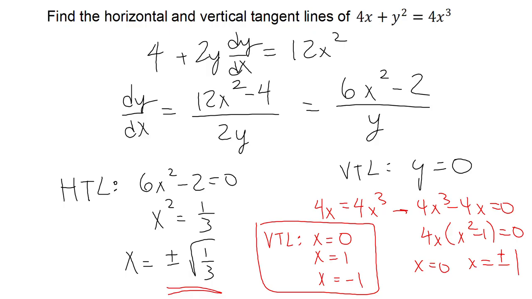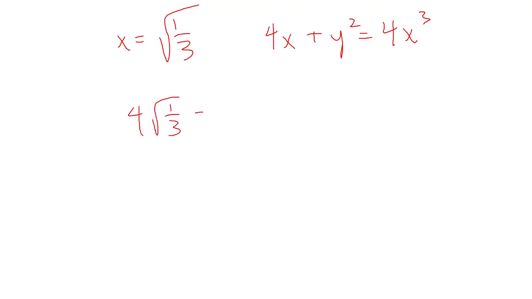So we're going to plug in root 1/3 and negative root 1/3 into our original equation. So we'll start with x equals root 1/3. If I plug that into my original equation, remembering that my original was 4x plus y squared equals 4x cubed, and if I plug in root 1/3, I get 4 root 1/3 plus y squared equals 4 times root 1/3 cubed.